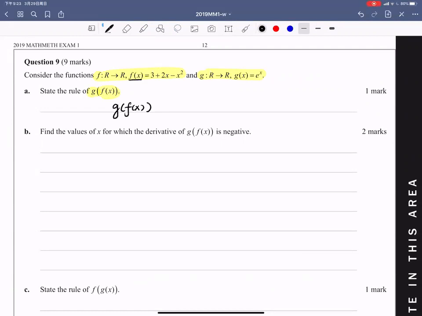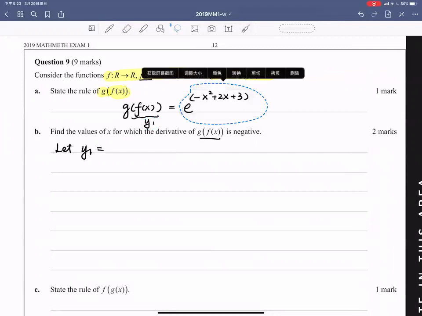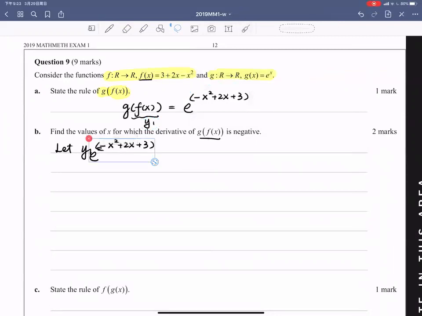Let's say it's y1, okay? e to the power of minus x squared plus 2x plus 3, all in the power. Okay, find the values of x for which the derivative of g of f is negative. So I'm actually looking for, let's name it as y1. Let y1 equal the same thing, I don't want to write it again, so let's just copy, paste.